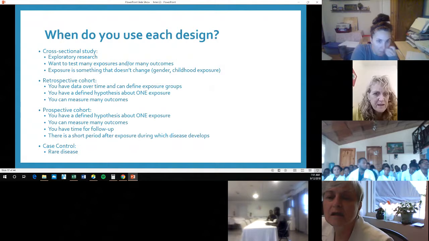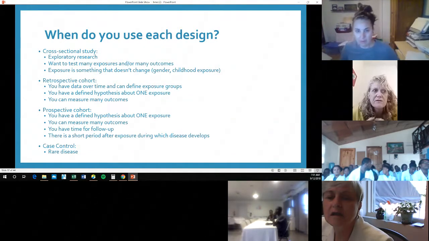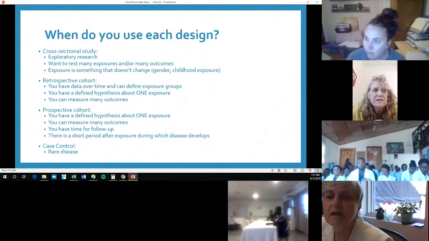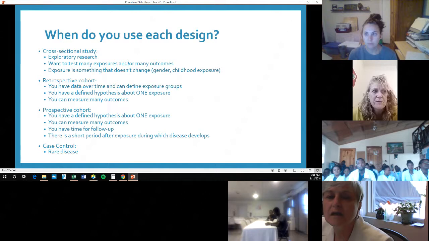We'll discuss this in more detail next time, but in general, the cross-sectional study is for exploratory research, many exposures and outcomes at the same time, or an exposure that doesn't change, like gender.